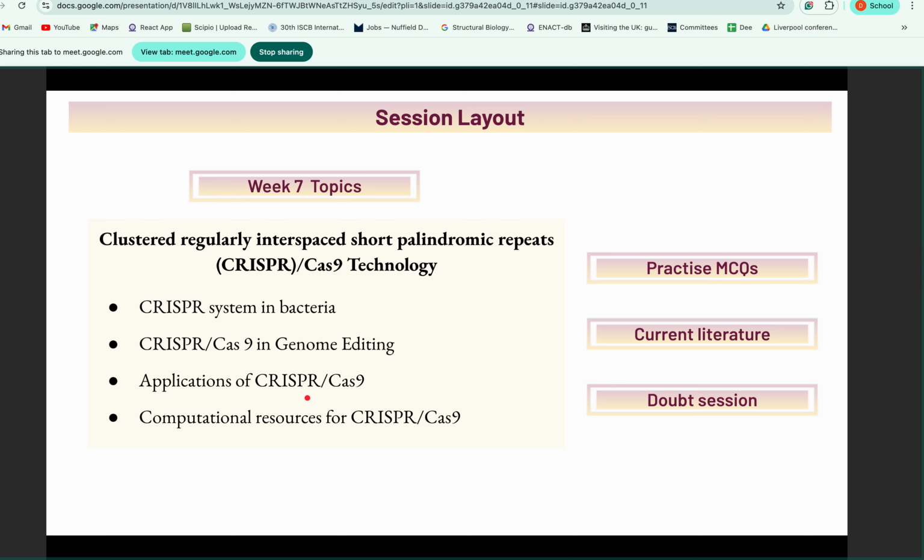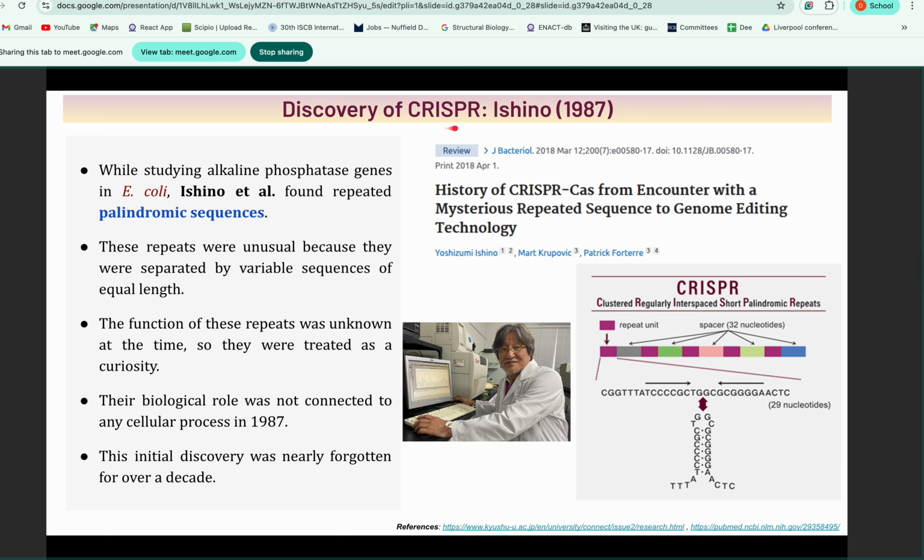Then we'll see what the different applications of this technology are, and the different computational resources which are generally used for CRISPR-Cas9 technology. Then we'll practice a few MCQs and look into the current literature, and then I'll take your doubts. So first of all, we'll talk about how this CRISPR was discovered.